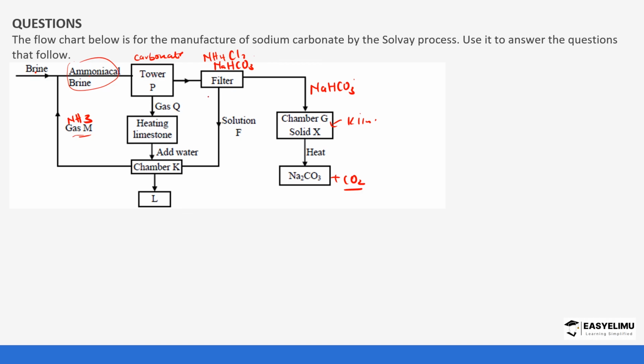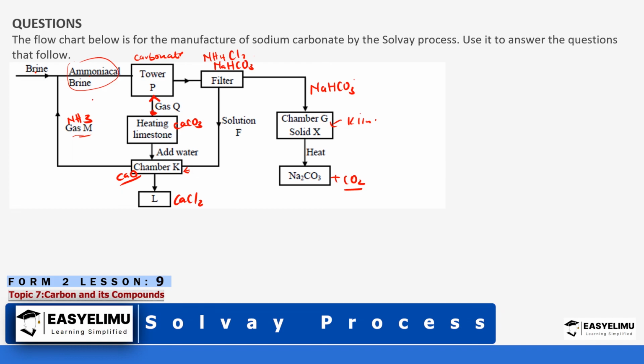Then the ammonium chloride is taken to the chamber K. But before we go to chamber K, when you heat limestone, this arrow is supposed to be facing up. When you heat limestone, which is calcium carbonate, you produce calcium oxide, which is taken to chamber K. And calcium oxide reacts with water, and the ammonium chloride then reacts to form calcium chloride, which is given off as a byproduct. And ammonia goes back into the ammonia tower. So that is the flowchart in short.